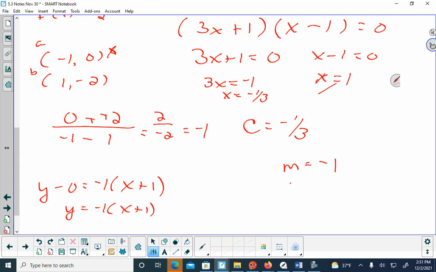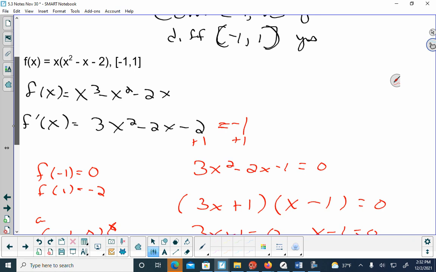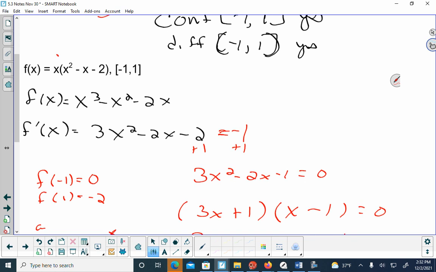If it wanted the slope of the tangent line, here I know my slope is equal to negative 1. I know my x value is negative 1/3. How would I find my y value? I'd have to take that negative 1/3 and plug it back into the original equation up here and find my y value, and then write the equation of the tangent line from that. Hopefully I'll be nicer to you on the test and it won't be a fraction. No promises.